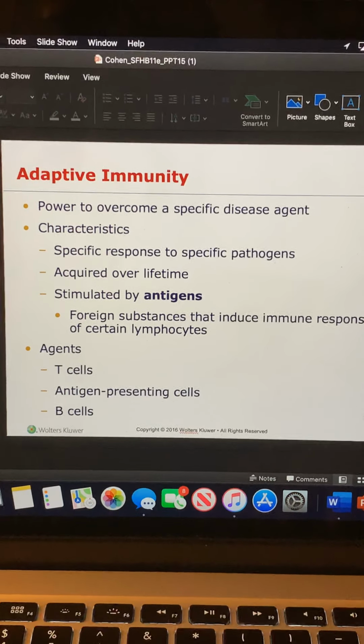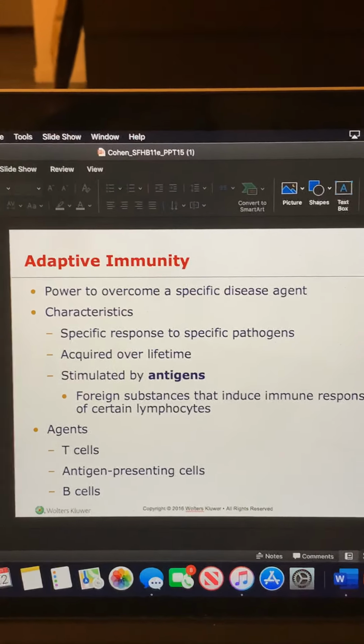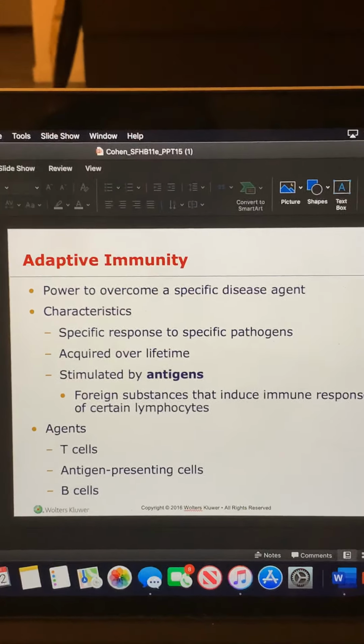Humoral means blood, and the B cells also have memory cells, which keep track of all the pathogens that you've been exposed to in the past.